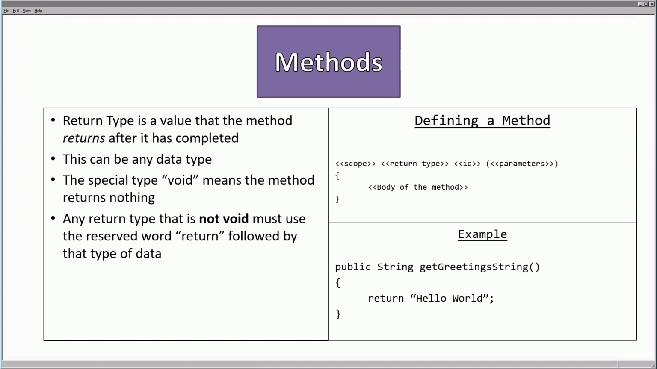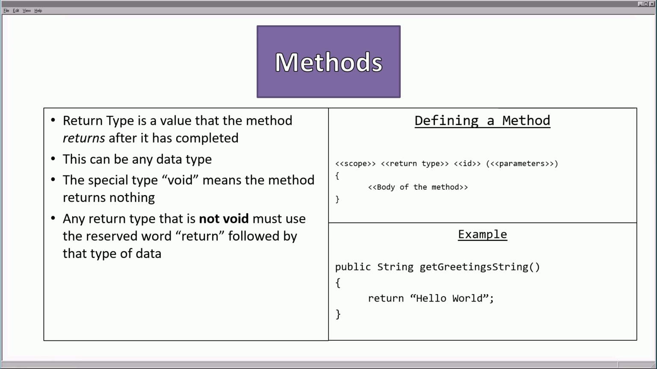As we can see right here, here's an alternate example. This time we have public, and then the return type is a string. The identifier is getGreetingString, and as you can see, this is the reserved word return. If this return type is not void, then we have to use return followed by some information. As you can see right here, this returns the string hello world.